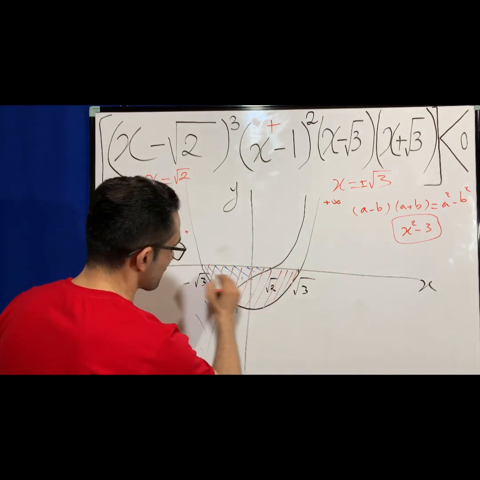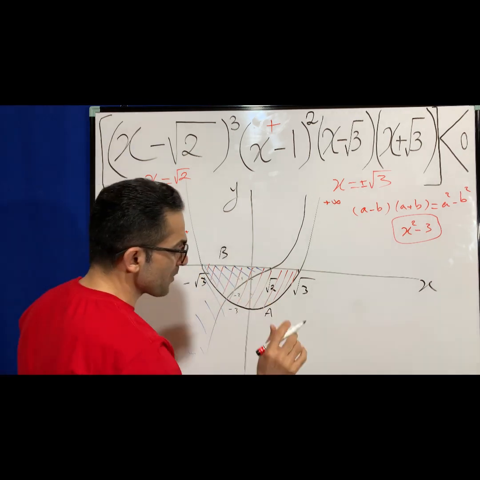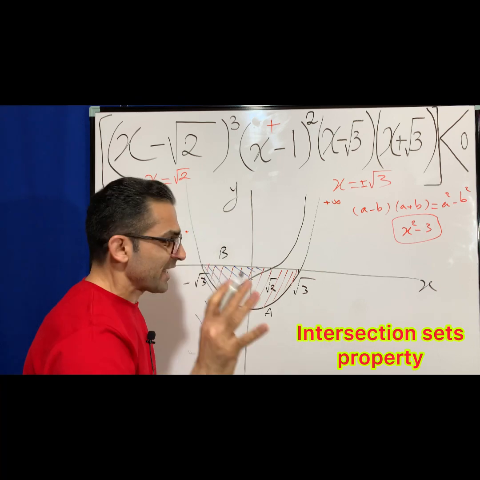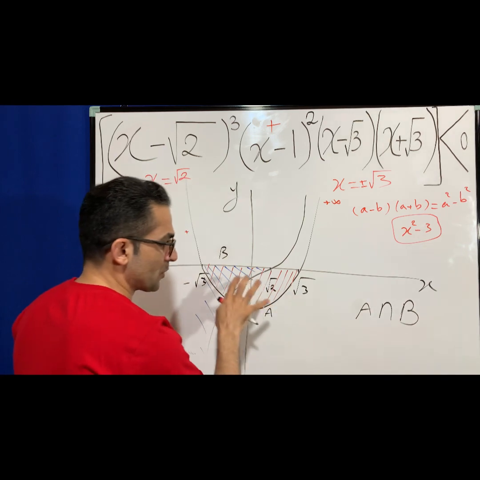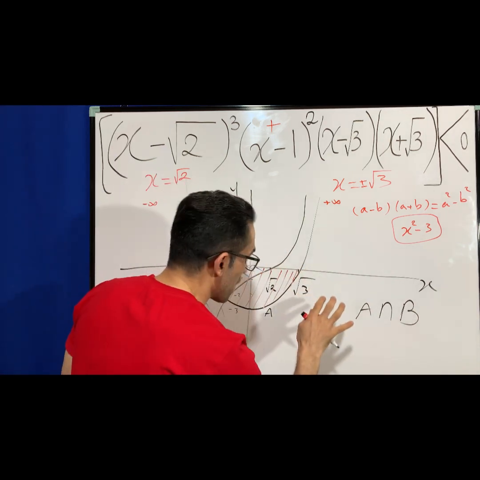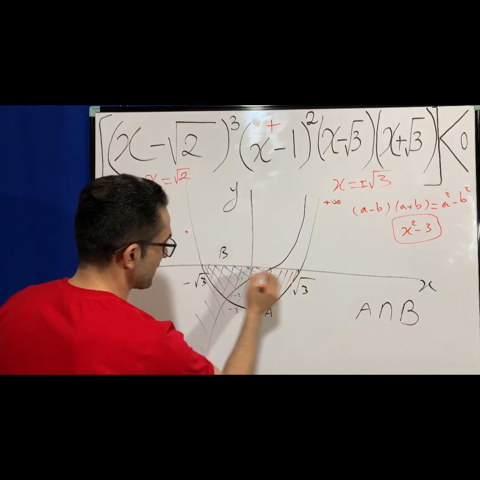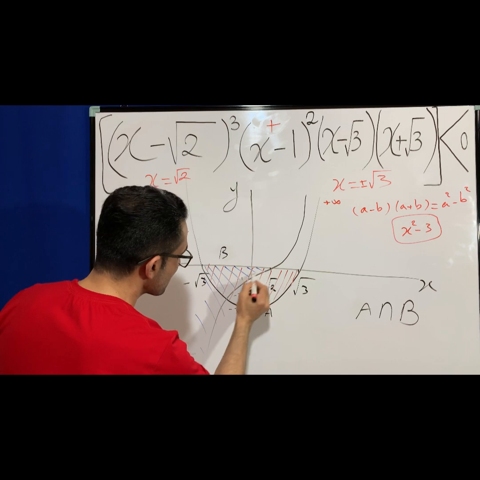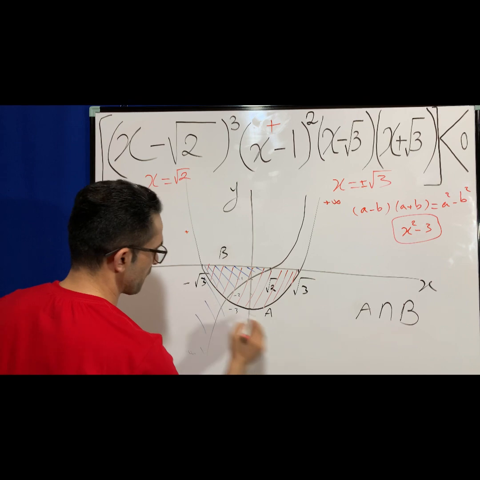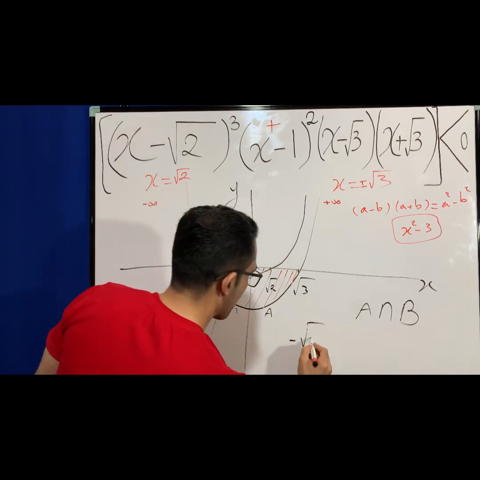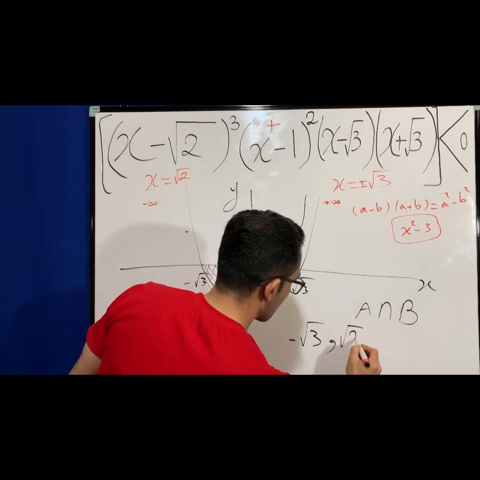Look, I call this part A and this part B. If you remember the intersection sets property, those elements which are common both to A and B. Look, these two graphs, and this part. So this part is common to both A and B. So from negative square root of 3 to the square root of 2.